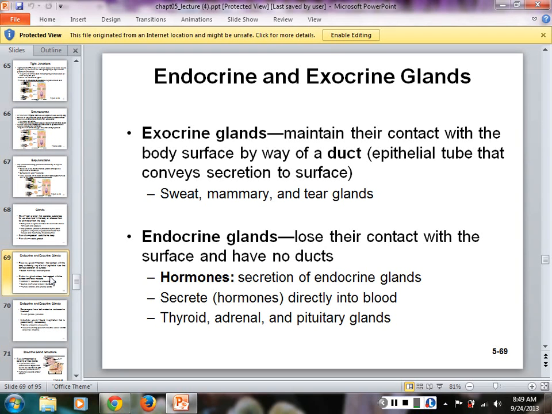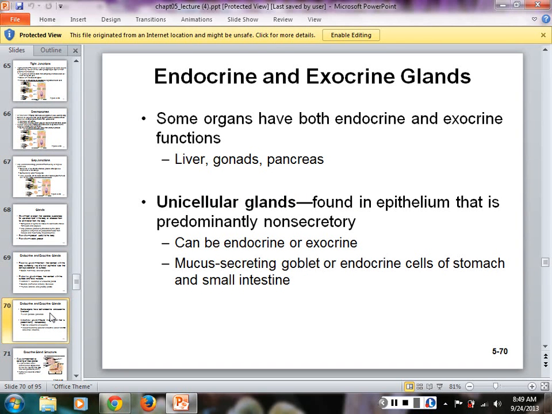Endocrine glands, on the other hand, if you look on page 168, there's no duct involved, but you do see what? Blood vessels or blood capillaries. So hormones, things of that sort, are going to be secreted directly into your bloodstream or into interstitial fluid. Thyroid, adrenal, and pituitary glands are examples of those.